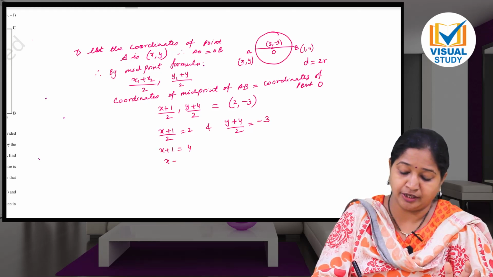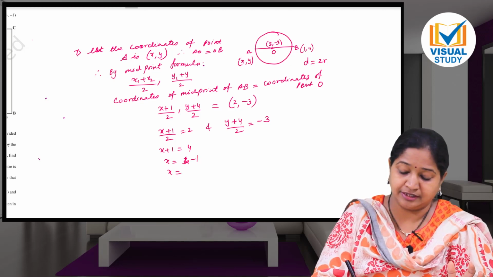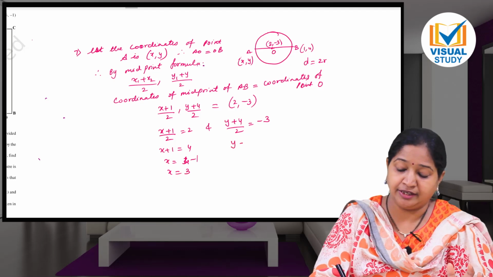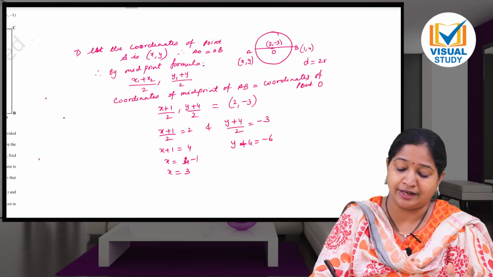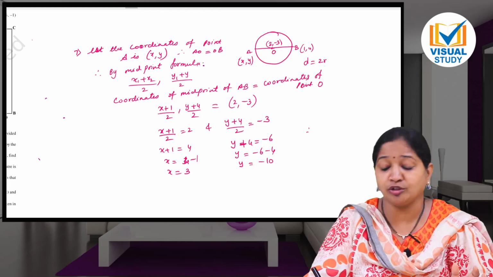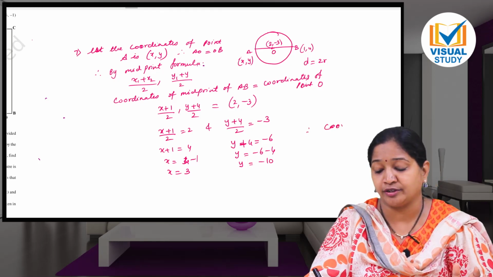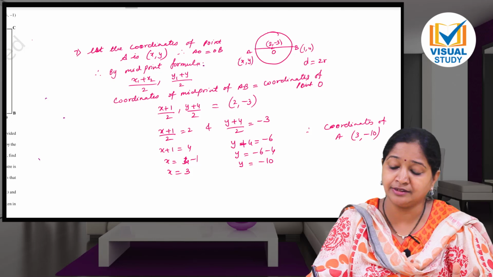You get x + 1 = 4. You shift 1 to this side, and x is equal to 3. And y + 4 is equal to -6, so y is equal to -6 minus 4, and y is equal to -10. So, what are the coordinates of A? Coordinates of A are (3, -10).